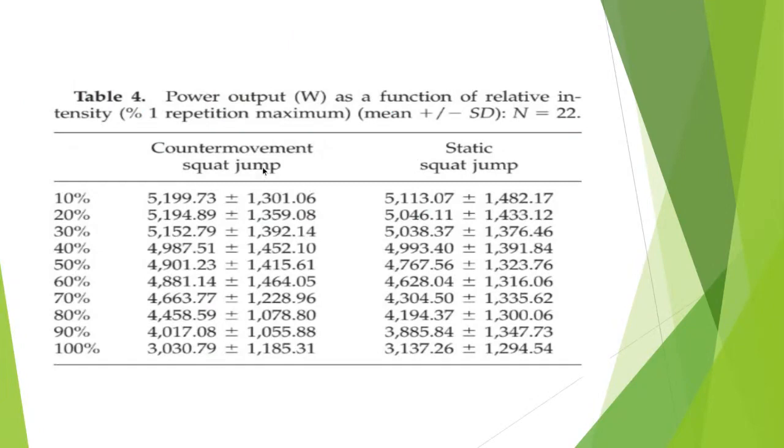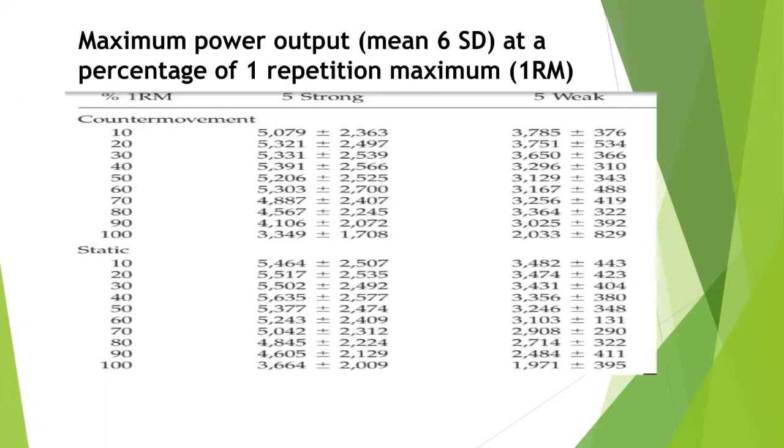So here you have the counter movement squat jump and the static squat jump. Now, what's interesting is what they did. They divided the participants into 5 strongest and 5 weakest. So this is examining the maximal power output at a percentage of 1 repetition maximum. So here's percentage 1 RM. Here's the 5 strongest and the 5 weakest. And when you look at these values, this clearly demonstrates that strength is critical for maximal power. The stronger you are, relatively speaking, the more power you're going to be able to produce.